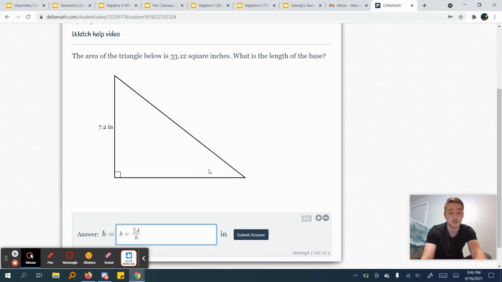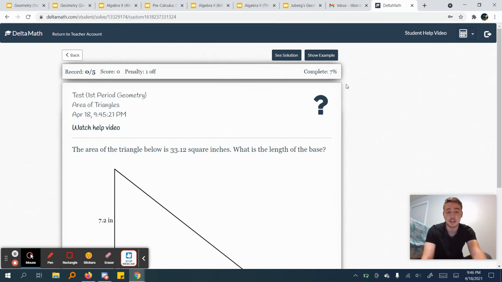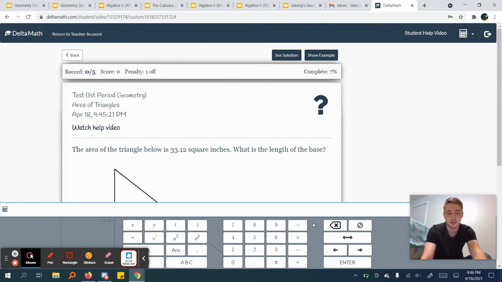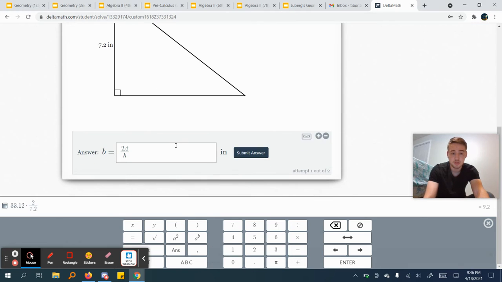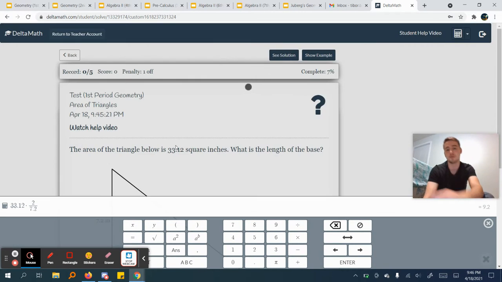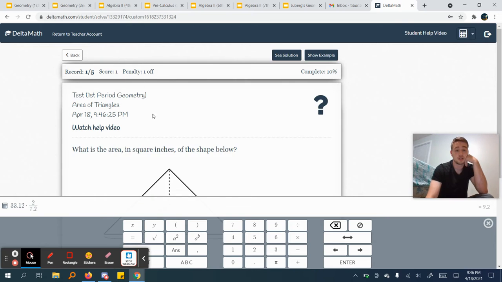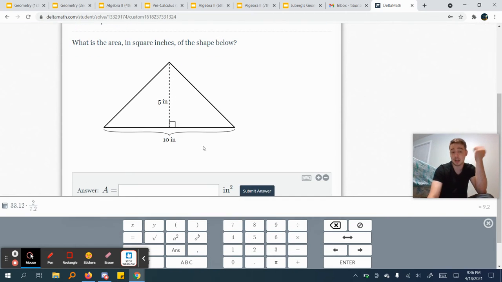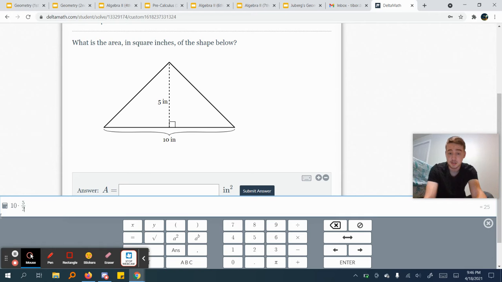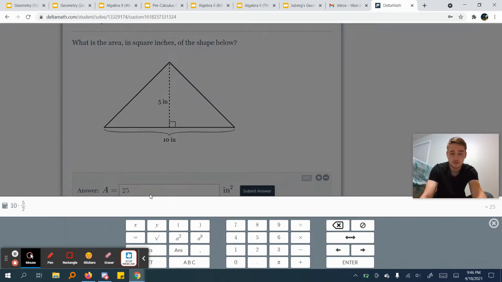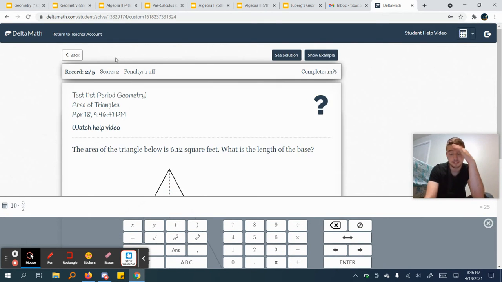So all we're going to need to do is we are going to plug in 66.24, so 33.12 times 2, and divide that by 7.2. We're left with 9.2, and that should be exactly what we need. Perfect. And if we're looking for the area, we multiply the base times the height. So 10 times 5, you may already be ahead of me here, divided by 2, and you've got the area. So 25 is half of 50.